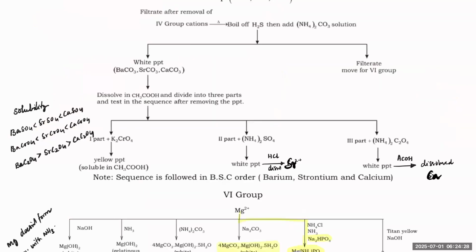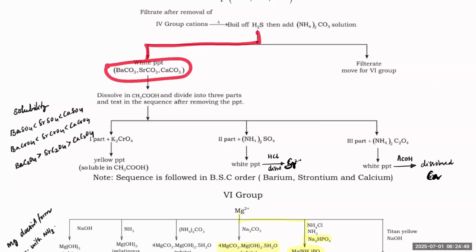Suppose it is still not giving you any precipitate, then you will boil off the H2S and again add ammonium carbonate this time. Got it? We'll be adding ammonium carbonate. On adding ammonium carbonate, if at all I'm getting a white color PPT, it has to be one of these three: barium carbonate, strontium carbonate, or calcium carbonate. Clear? And if there is no precipitate forming, you will move on to the next group here.